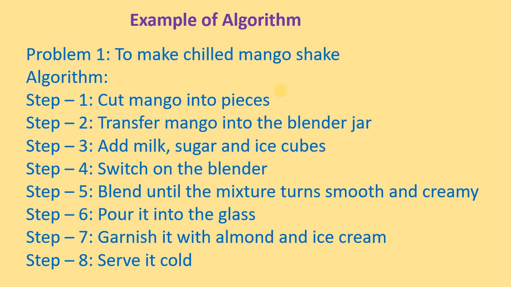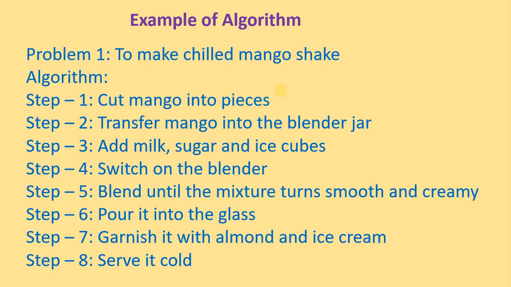So next, we are going to see one or two examples of how an algorithm works. We already know that there are some very common tasks available. Here I have taken one example: making a chilled mango shake. To make it, we always follow some specific steps, and then we get the desired output. So this is an algorithm to make a chilled mango shake.